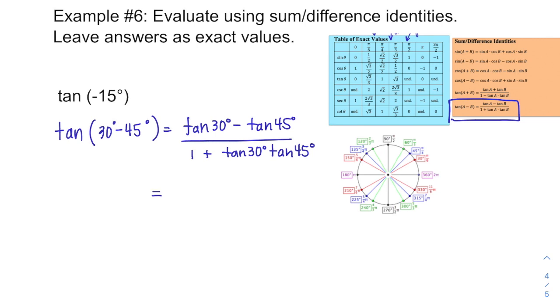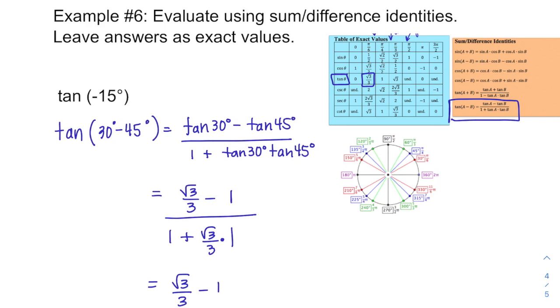So we're using tangent. Here's my tangent row of exact values. I want tangent of 30, which is radical 3 over 3, minus tangent of 45, which is 1. And so when I clean this up a little bit, radical 3 over 3 minus 1, all over 1 plus radical 3 over 3. I'm going to multiply everything by 3, top and bottom. That's just to get rid of the complex fraction. And I get radical 3 minus 3 all over 3 plus radical 3.